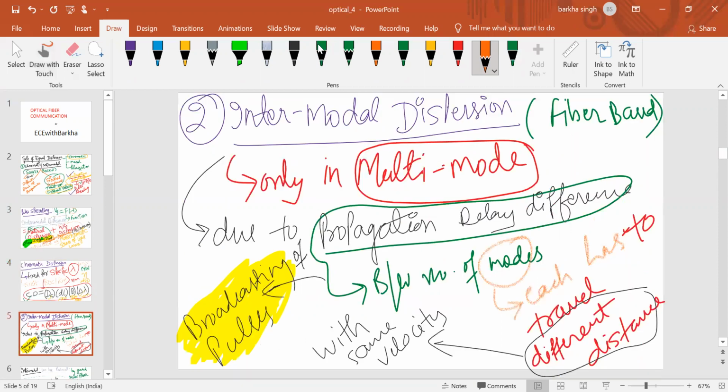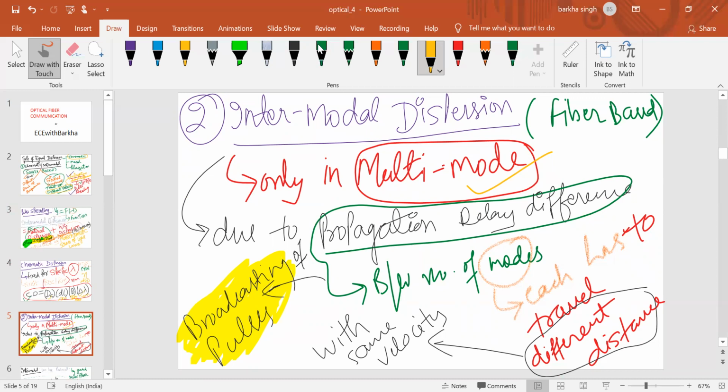Now see the second type of dispersion, that is intermodal dispersion. It is totally fiber based. It is present only in multimode fiber. It occurs due to propagation delay difference between the number of modes in multimode fiber. Each mode has to travel a different distance with the same velocity. Hence, each mode reaches the destination at a different time, which leads to broadening of pulses.